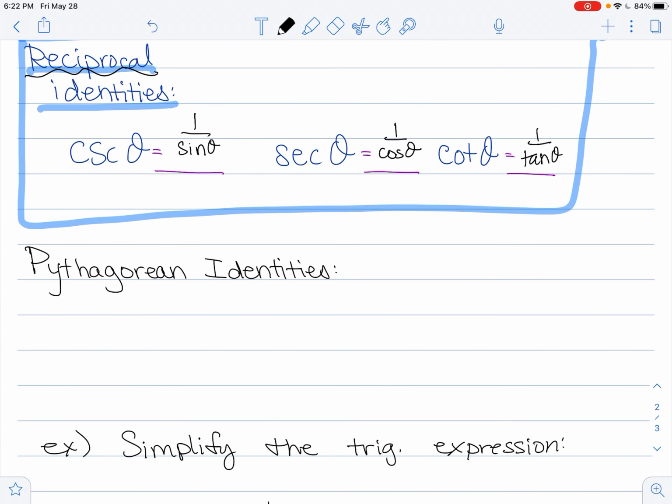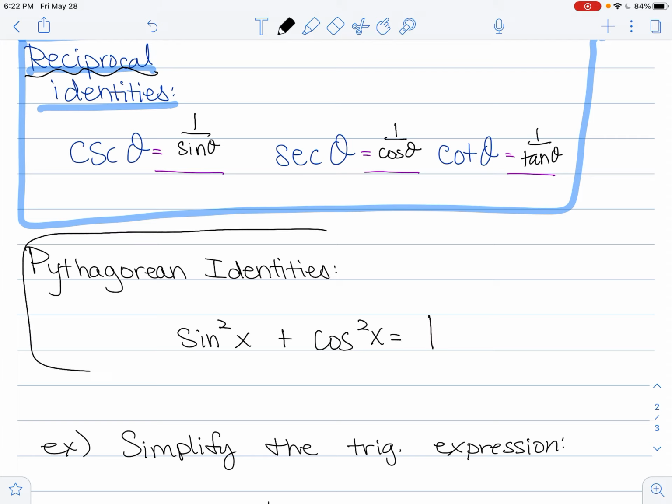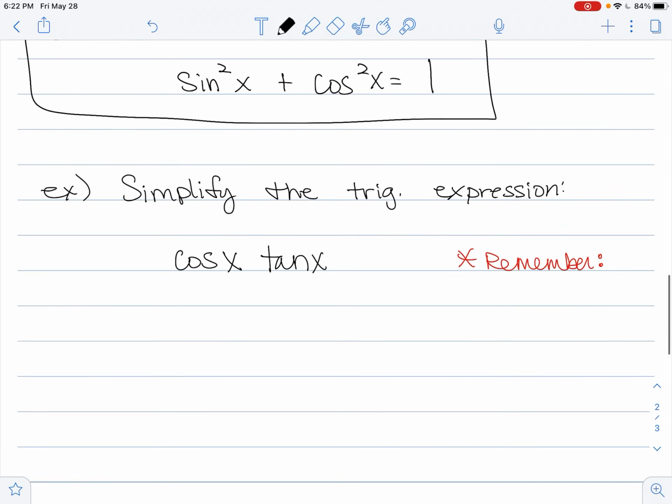And the last new one is the Pythagorean identity. Remember the Pythagorean theorem, which was a squared plus b squared equals c squared? This looks a lot like that, but instead of a and b and c, we use sine squared x plus cosine squared x equals 1. And that's a Pythagorean identity.